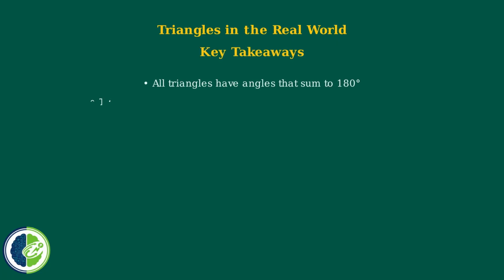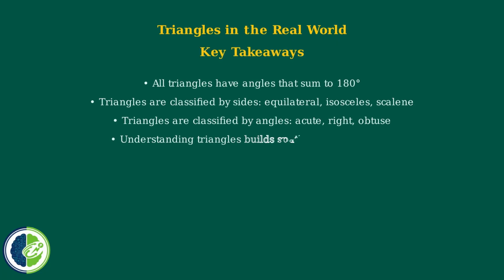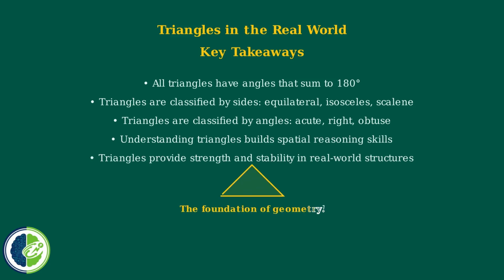Now let's review the key takeaways about triangles that will help you in your mathematical journey. Here are the key takeaways to remember. All triangles have angles that sum to 180 degrees. Triangles are classified by their sides as equilateral, isosceles, or scalene. They're also classified by their angles as acute, right, or obtuse.